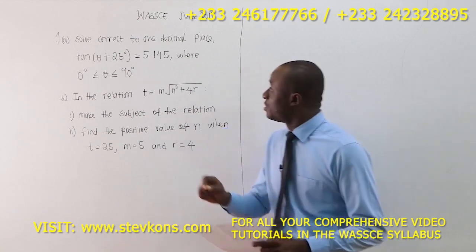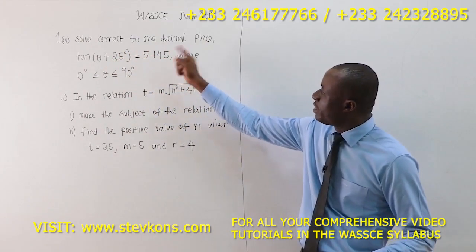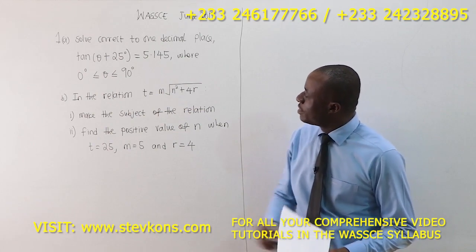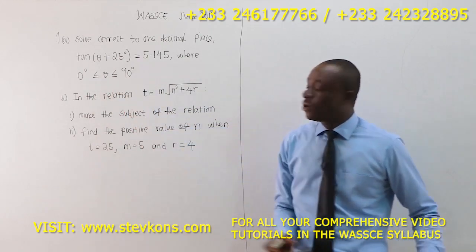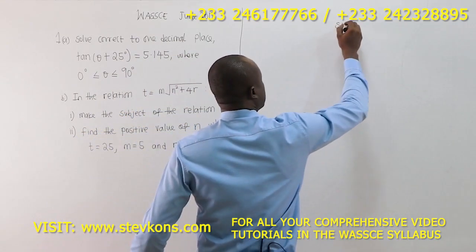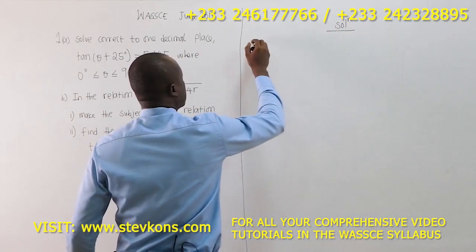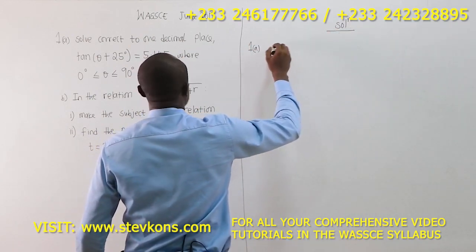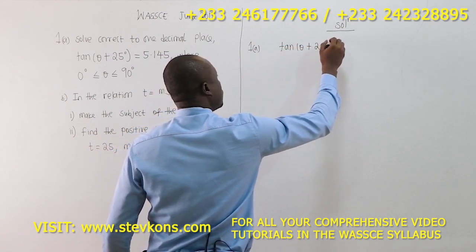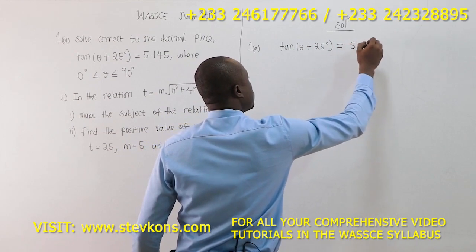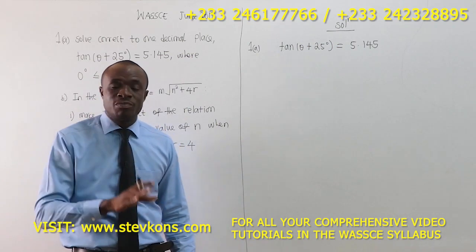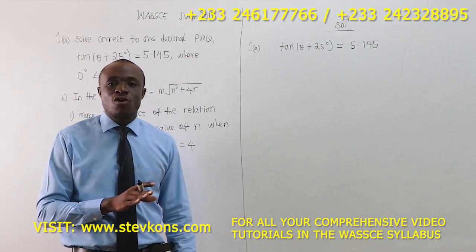Now, the first question, 1a: solve, correct to one decimal place, tan of theta plus 25 degrees equal to 5.145, where theta is greater than or equal to 0 and less than or equal to 90 degrees. So the first one, that's the A. We have tan of theta plus 25 degrees equal to 5.145.